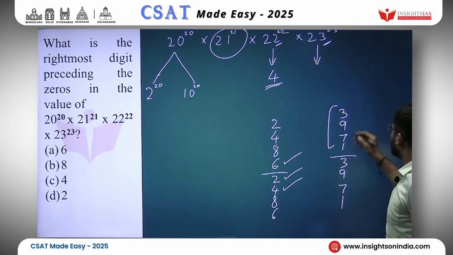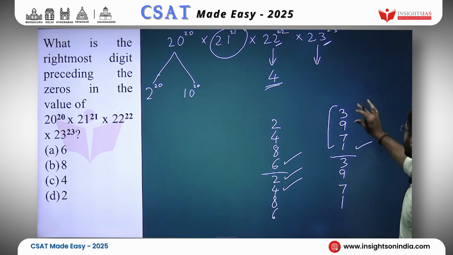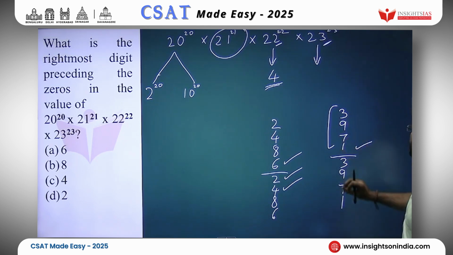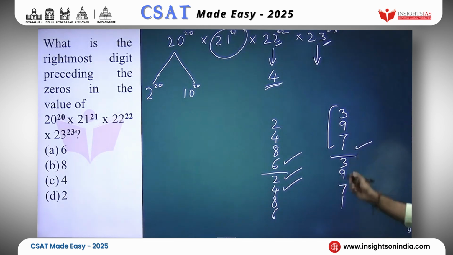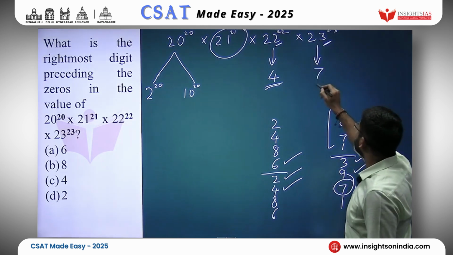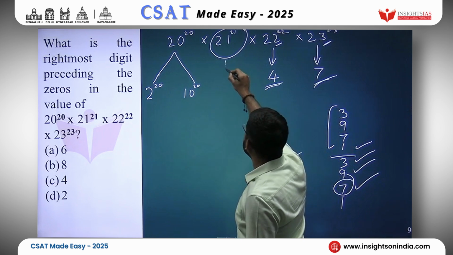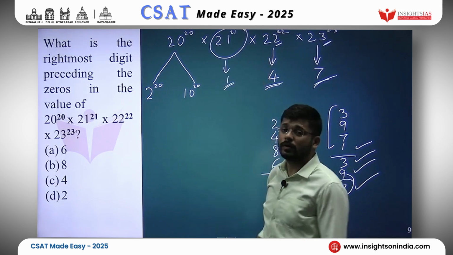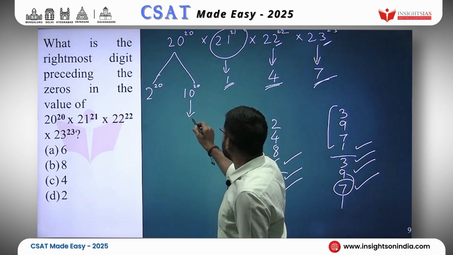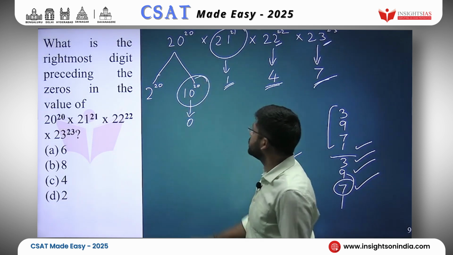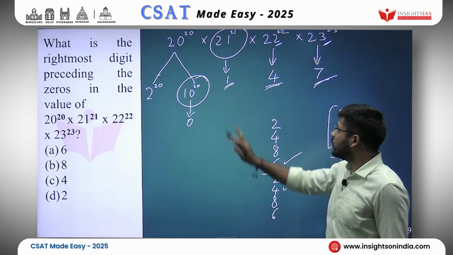So 23 to the power of 20, because 20 is divisible by 4, which is the length of this cycle, it will have a last digit of 1, and 23 to the power of 21, 23 to the power of 22 and 23 to the power of 23, this will have a last digit of 7. Okay, and we know that this will have the last digit of 1, so it doesn't make any difference to us, and this only contributes zeros to us, so we will ignore this one.